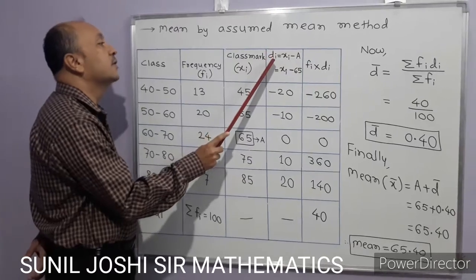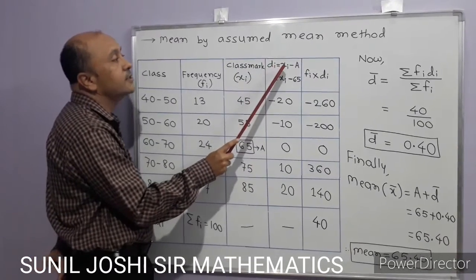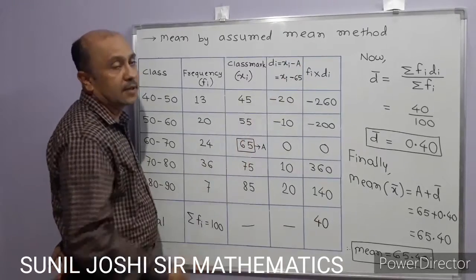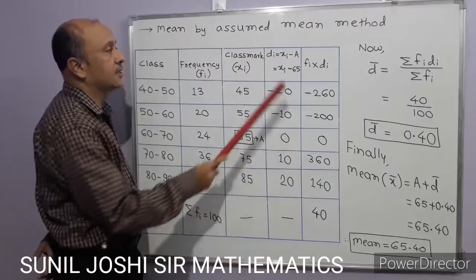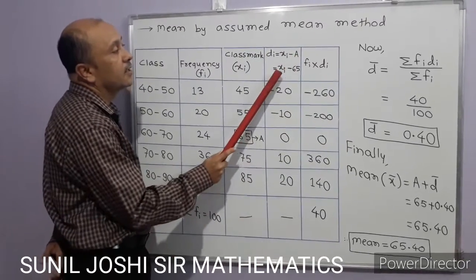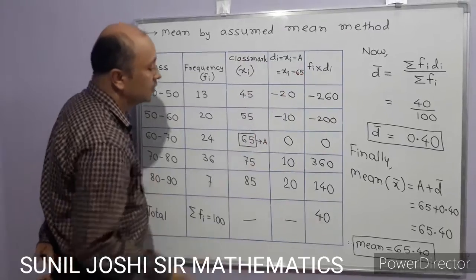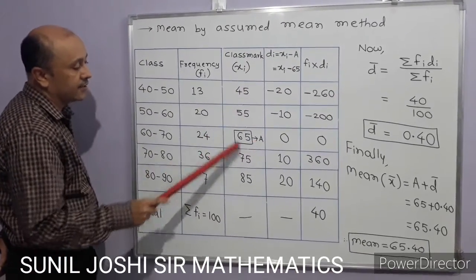Then the next column is di. This is the new one here: di is equal to xi minus A. We have seen what di is: di stands for deviations, and A stands for the assumed mean. Then xi minus 65. So where does this 65 come from? 65 is the number at the center.